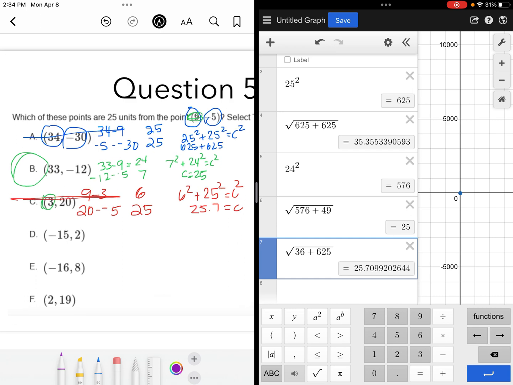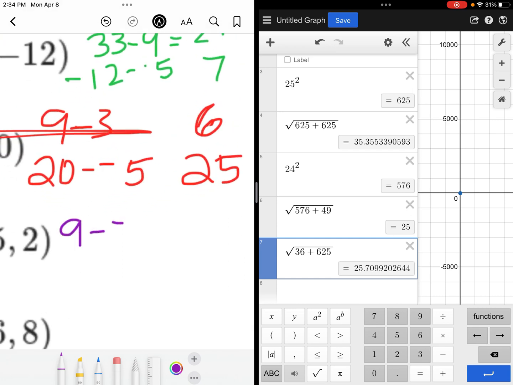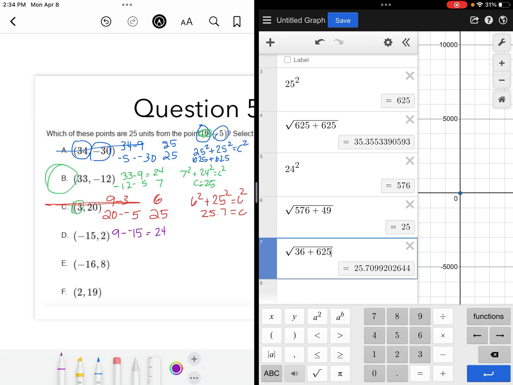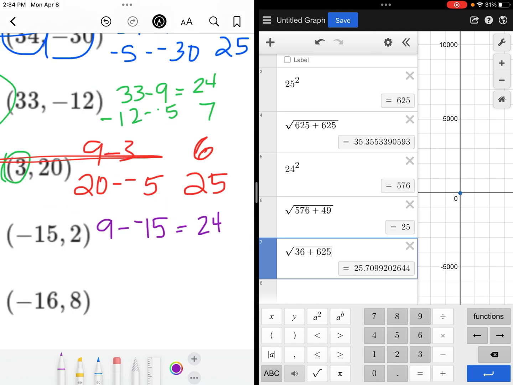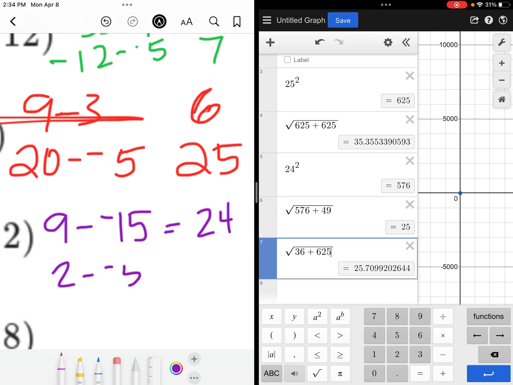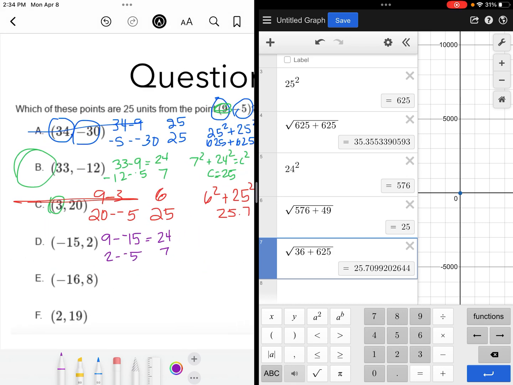The next one, 9 minus negative 15 is going to give me 24. And then 2 minus negative 5, and that's going to give me 7. So 24 and 7 worked out. So that's going to be correct.